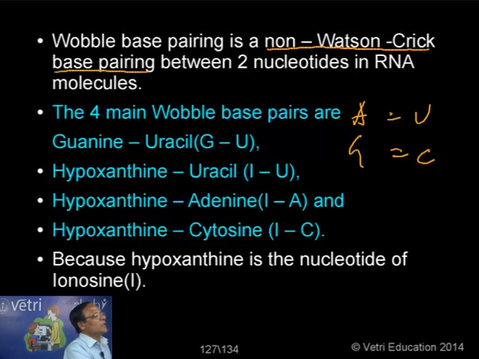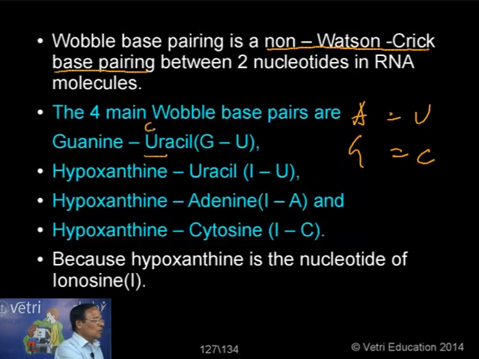Normally you know that guanine forms a pair with cytosine. Now here, the guanine in the third position of the anticodon can also pair with uracil of the codon. So this is a guanine, a base in the third position of the anticodon. It can pair with C as well as U. And likewise hypoxanthine can pair with uracil, it can pair with adenine, and it can pair with cytosine. So I can pair with U, I can pair with A, I can pair with C.